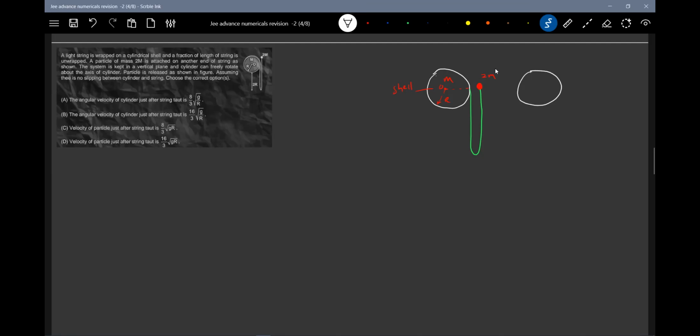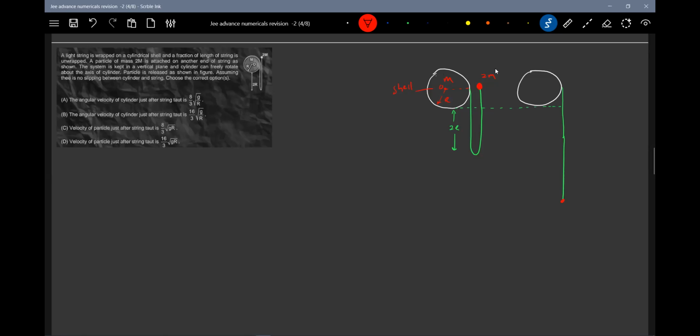So it will fall freely. This distance is 2r. I think we have to be a little alert. 2r. So what is the length of the string? So here finally, I'll bring it here. I think this is very important, if you can get this.